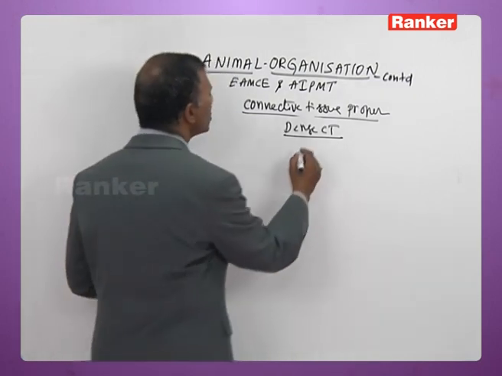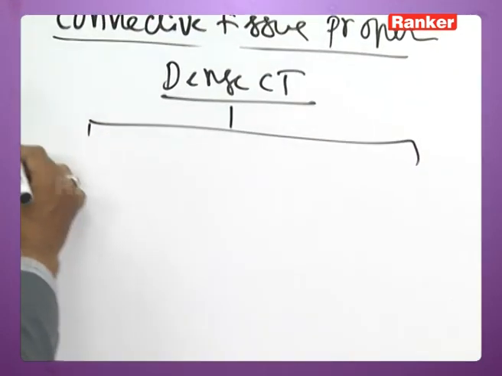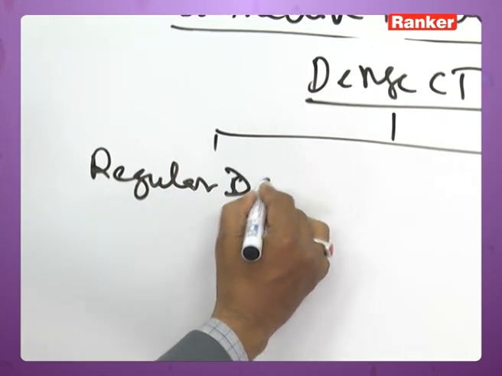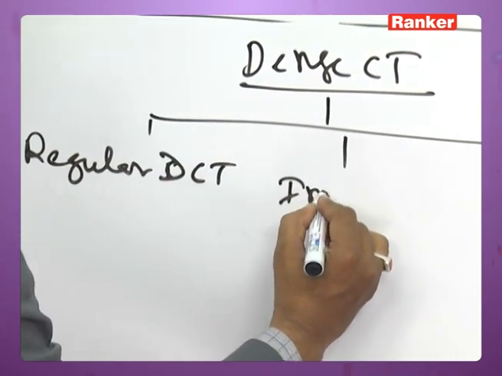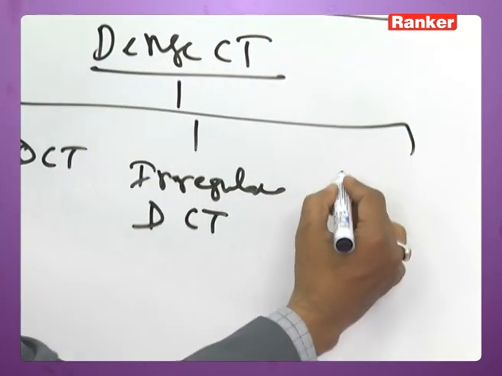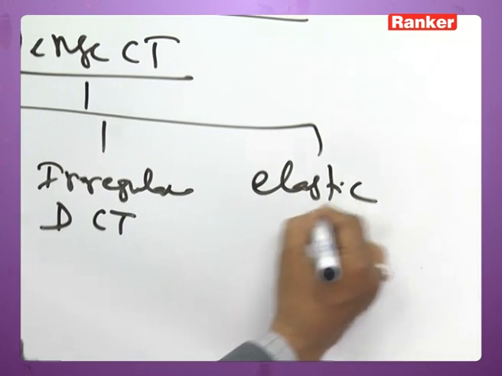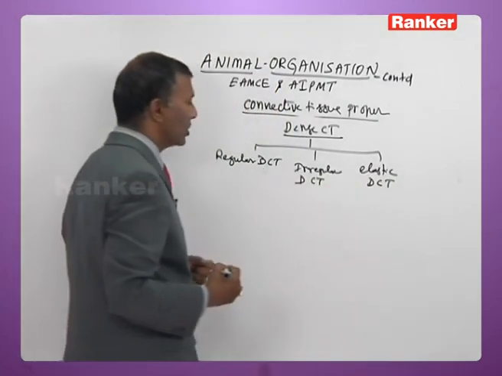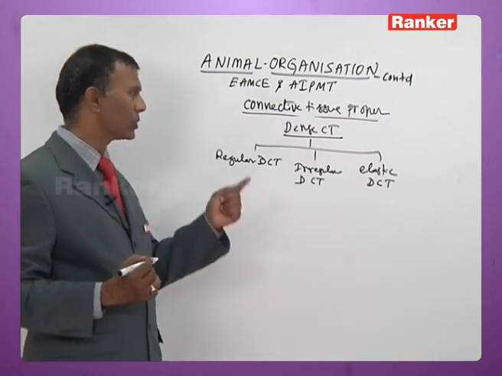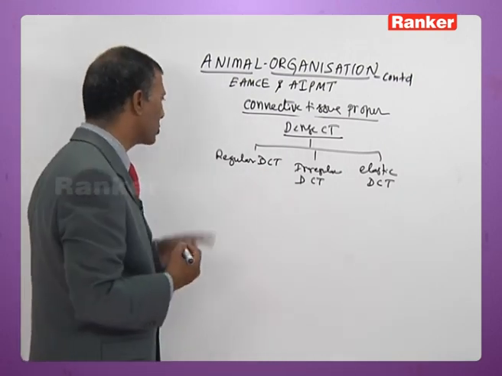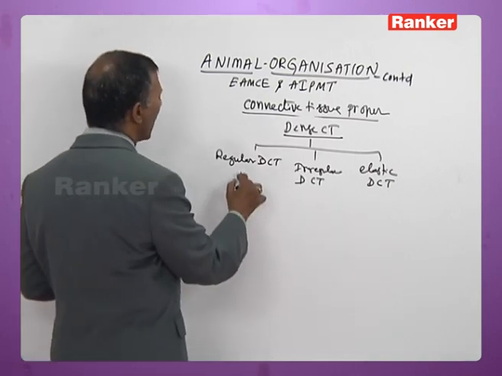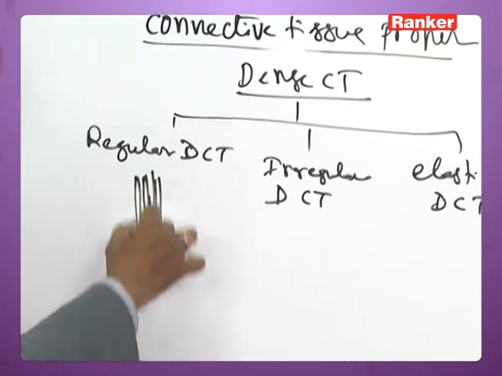Now the dense connective tissue is again divided into 3 types: regular dense connective tissue, irregular dense connective tissue, and elastic dense connective tissue. In regular connective tissue, all the collagen fibers are arranged in the form of bundles parallel to each other like this.